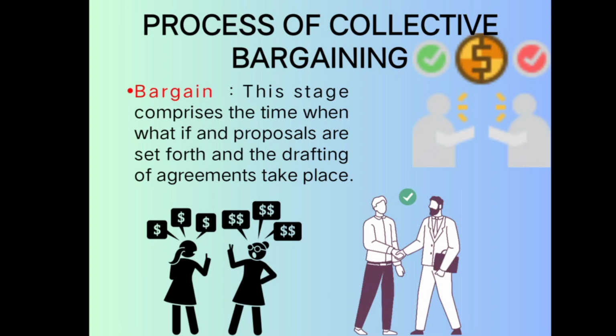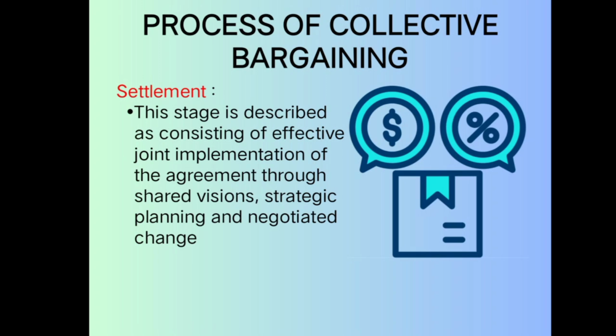Next phase is bargain. This stage comprises the time when what-if proposals are set forth and the drafting of the agreement takes place. So the bargain will take place from the employee's side. Like, I want a 20% bonus on my salary, I want an increment. Whatever the issue will be, I want that much of increment, like that they will bargain.